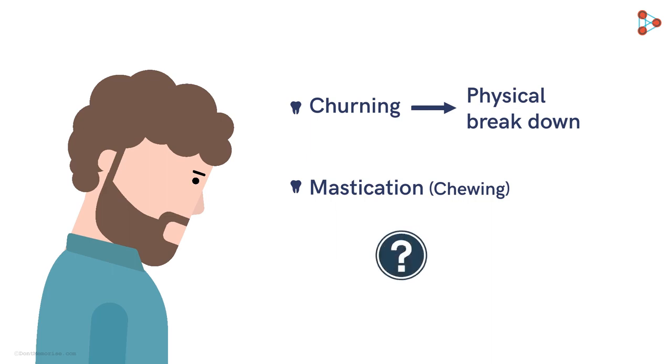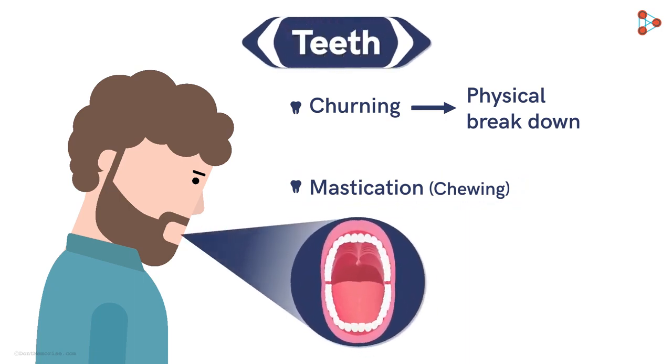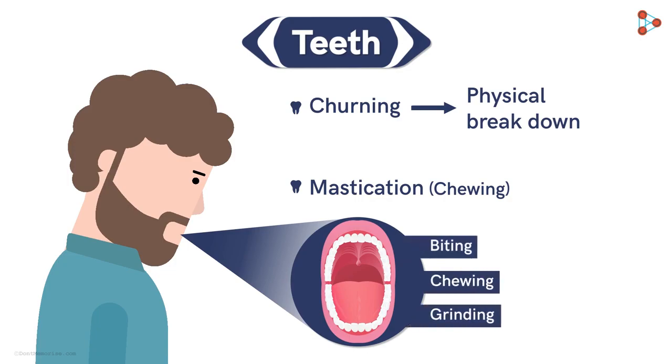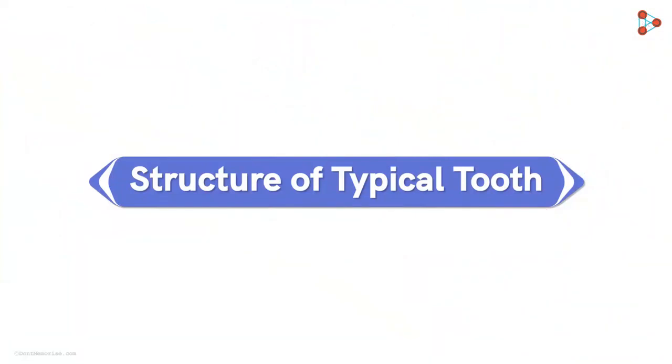And who helps in this process? The sole components of the buccal cavity involved in mastication are the teeth. They help in biting, chewing, and grinding the food we eat. Let's have a look at the teeth in detail in this video.